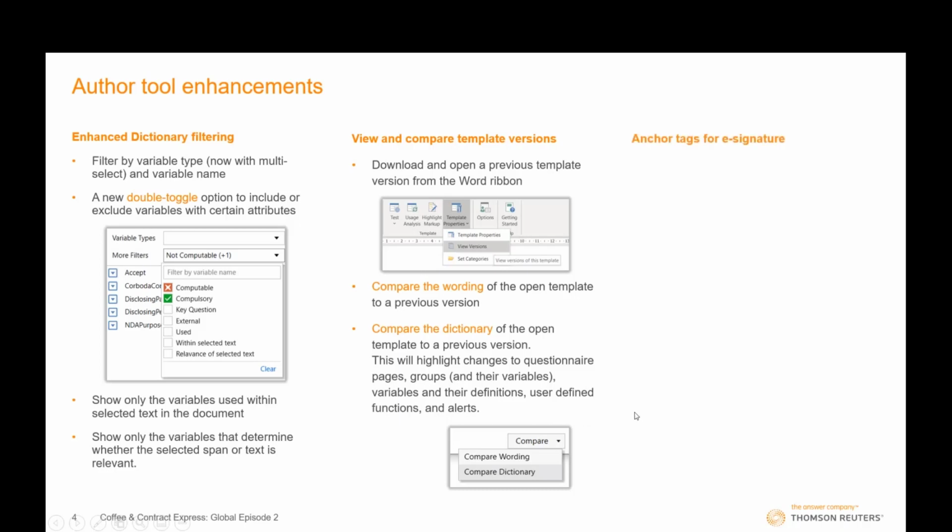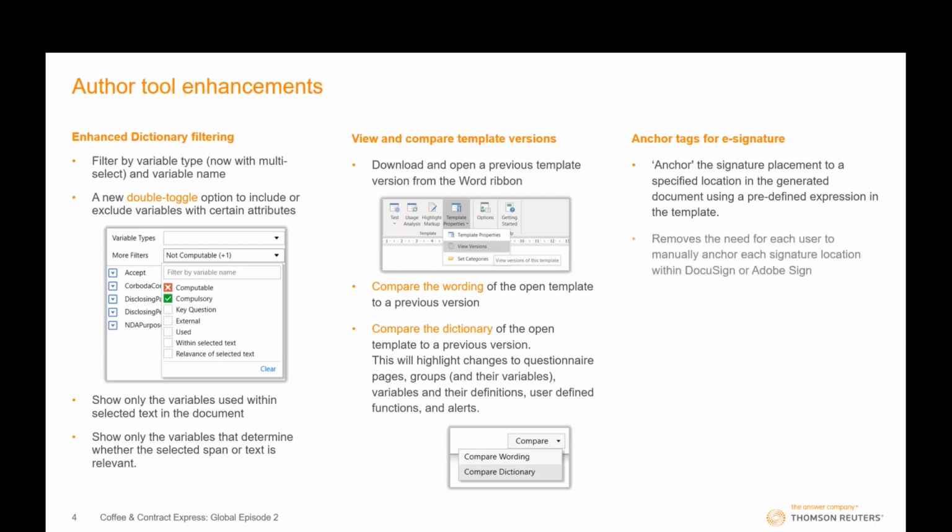And then the final one is the ability to insert anchor tags for e-signature providers. So this is where you can insert a small piece of code into the template that tells Adobe Sign or DocuSign where the signature should be placed. And you can use this within repeated signatories as well. So just entering it once, it will automatically work out what signatures need to go at which point in the document, and it's really removing the need for each user to have to go in and manually drag and drop the signature location into the various parts of the document for each signatory.